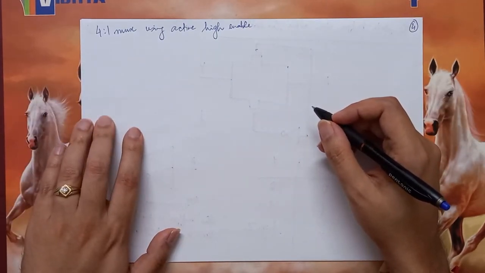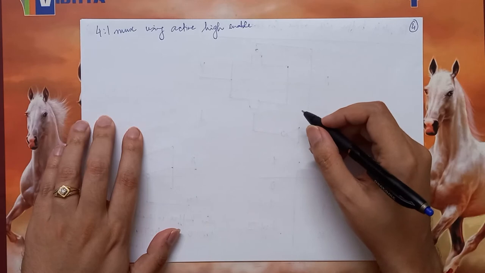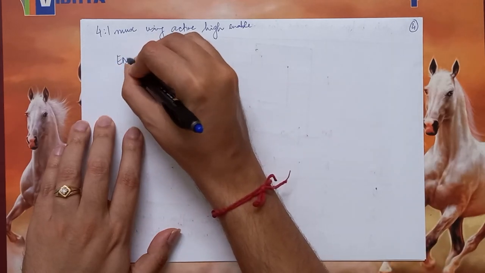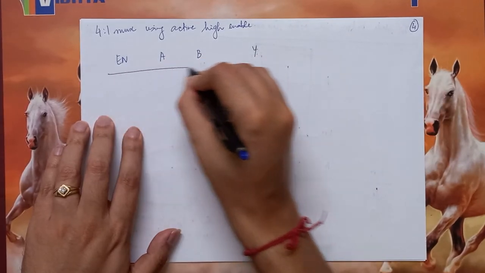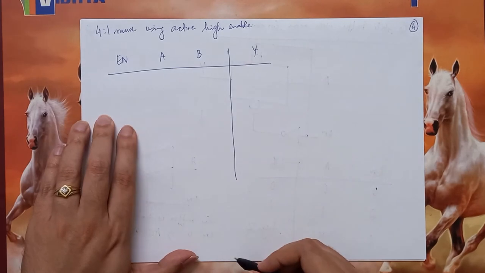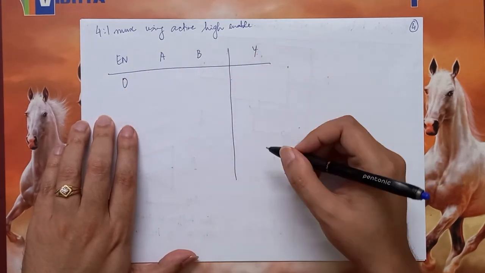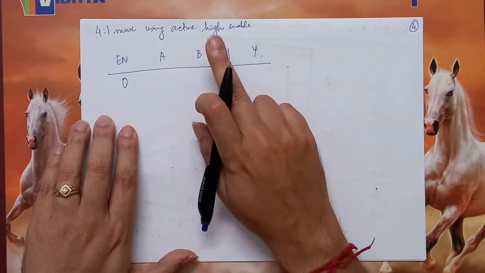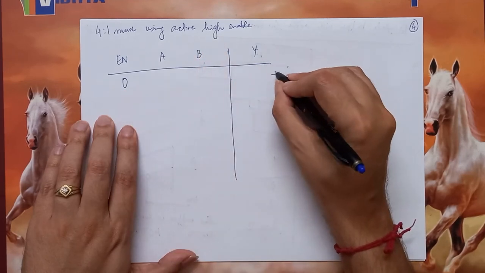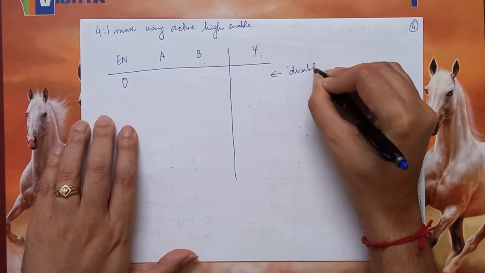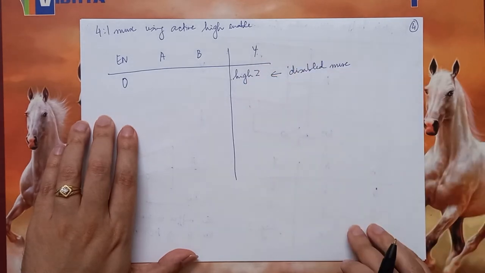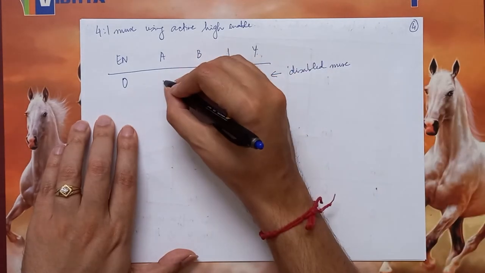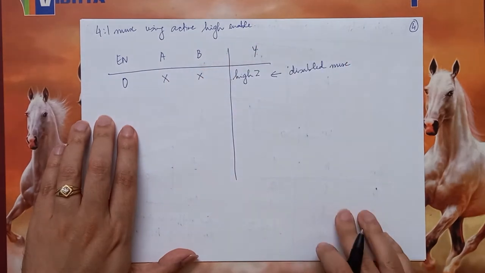What we discussed, well, the truth table essentially looks like this. We have an EN as a functional input and the logic inputs A and B and Y. So when EN is 0, we are talking of active high enable. So when EN is 0, the mux has to be disabled. So therefore, Y becomes high Z, irrespective of whatever A and B is.